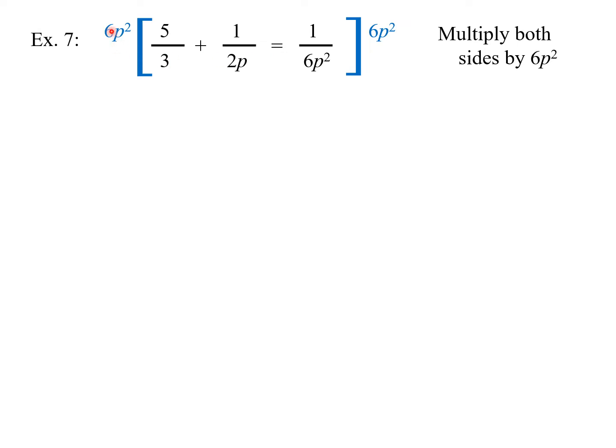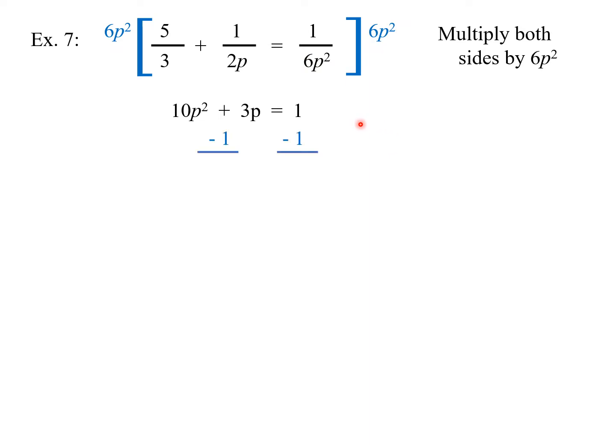On the first term, we multiply 6p squared times 5/3. 6 times 5 is 30, over 3 is 10. So it's going to be 10p squared. That's the first term. The second term, one of the p's cancels out. 6 and 2 cancel to 3, so I'm left with 3p. And on the right-hand side, 6p squared cancels, and I'm just left with 1.